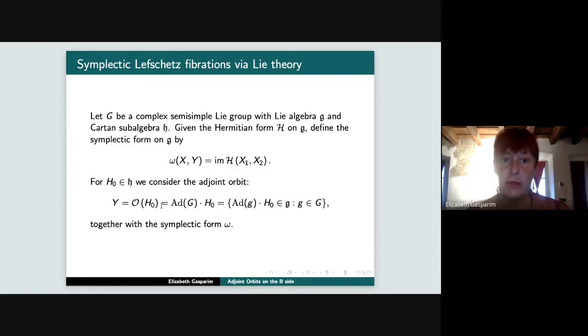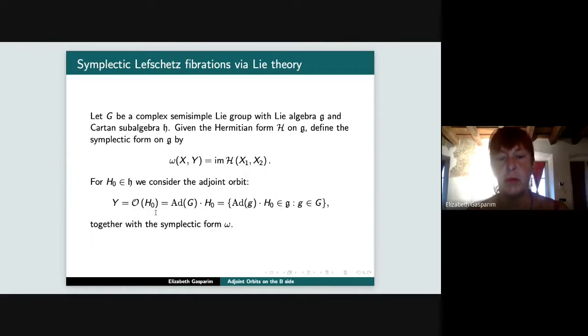So adjoint orbits of a fixed element, here this element is H0, can always be looked at as a symplectic manifold. In our case, we put the symplectic form as the imaginary part of the Hermitian form coming from the Lie algebra. You can also look at it as an algebraic variety very easily, because if you look at the adjoint orbit as a variety, it's defined by the minimal polynomial of the element you chose. So all the matrices that satisfy the same minimal polynomial.